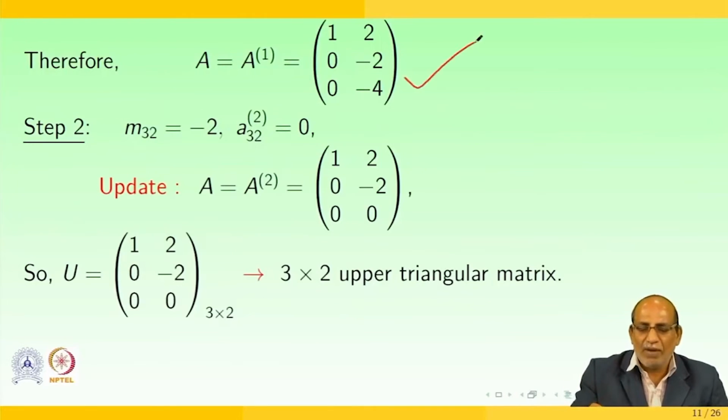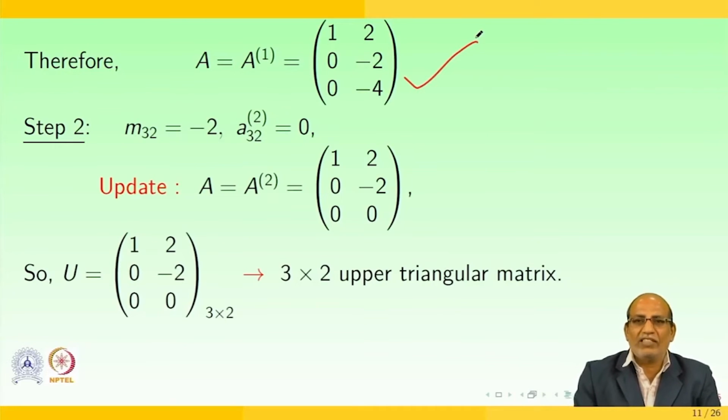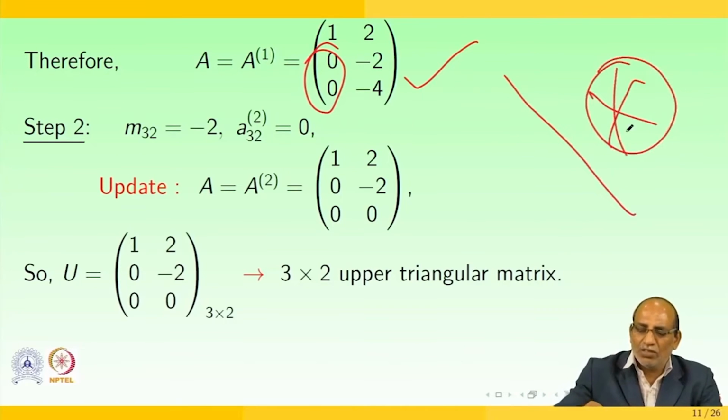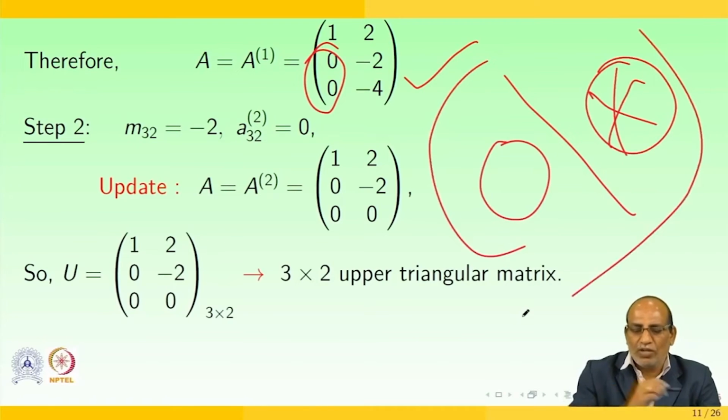Therefore, the matrix A turns out to be A of 1 is nothing but 1, 2, 0, minus 2 and 0, minus 4. That means these two happen to be 0. So that means you only have the main diagonal, these are all non-zeros and these are all zeros. That's how you get the matrix.